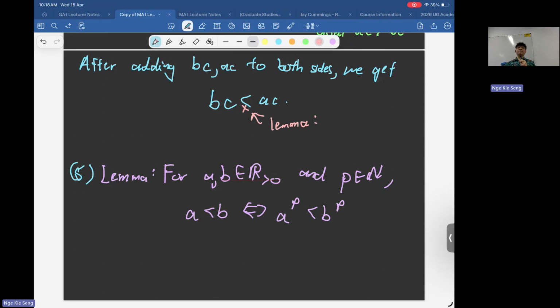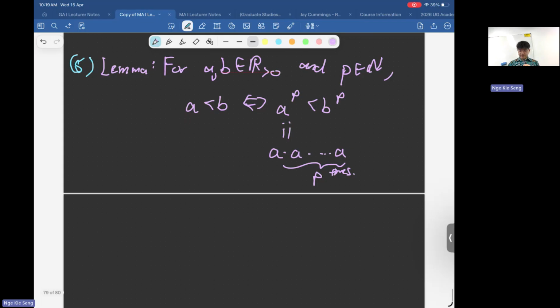Oh, what is power? Very good question. Power is defined to be multiplication P times. Correct? 2 squared, 2 to the cube. Multiplication P times. Okay, so what's the proof? Well, I think we will use the binomial expansion. Okay, what is B to the P minus A to the P? There was a formula.